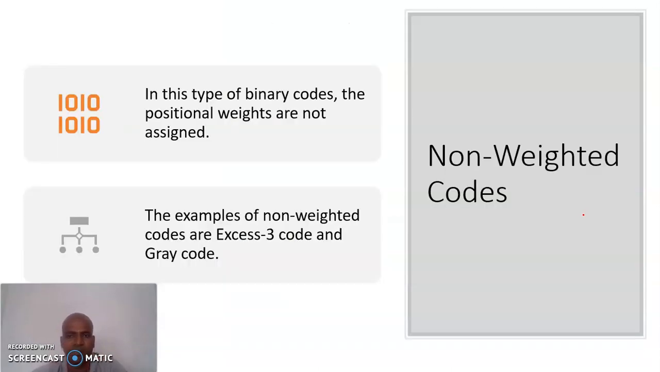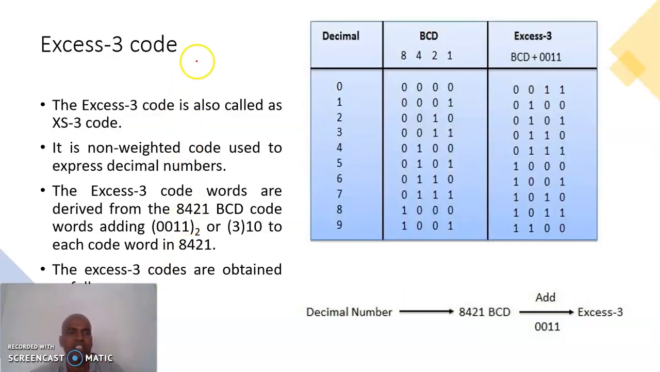Right. Non-weighted codes. In non-weighted codes, there are no specific weights for each and every position. So this type of code is called non-weighted codes. In these non-weighted codes, there are two codes we are going to use: XS3 code and gray code. Okay, we'll see them one by one. So the first one is XS3 code.